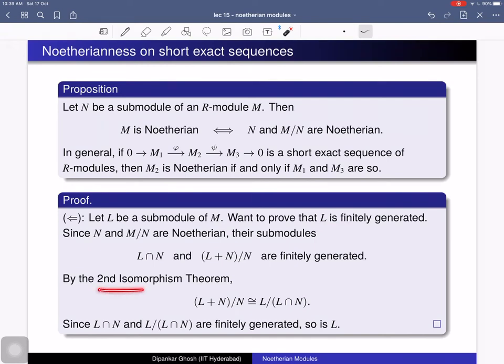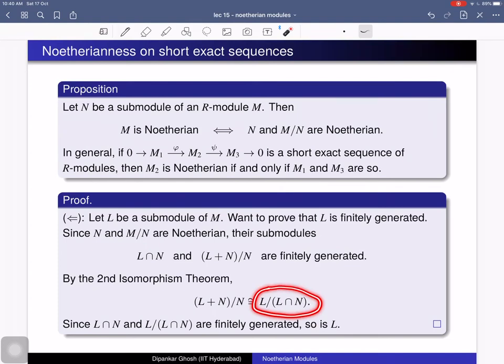It follows from the second isomorphism theorem that this quotient module is isomorphic to L modulo this intersection. So using this isomorphism, now we have that L intersection N is a finitely generated R module, and this quotient module, that is also finitely generated.